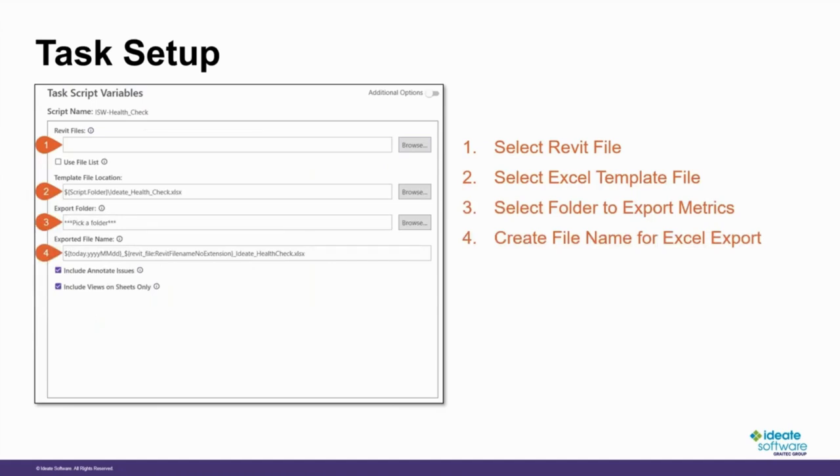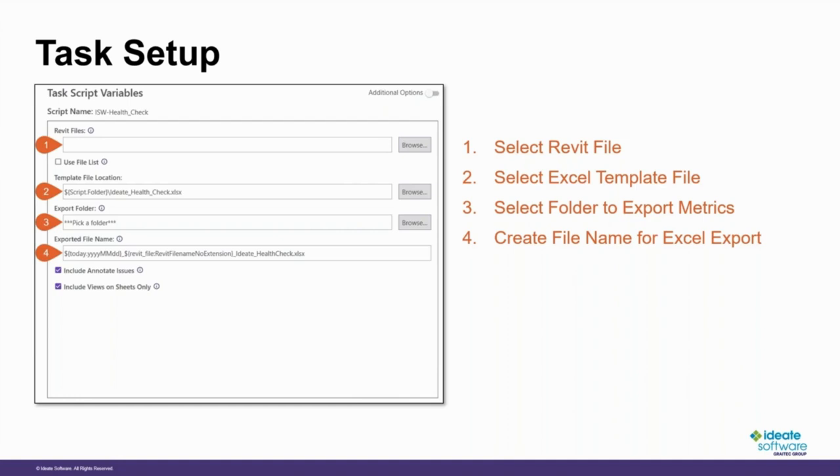And this is the very basic setup to get things started here. You first want to select the Revit file that you're going to pull these metrics from. You also want to select the Excel template file. So in most cases, this will be selected by default, the correct one, but I wanted to highlight this portion of the form because we're going to come back to this later, but just know that that is available.